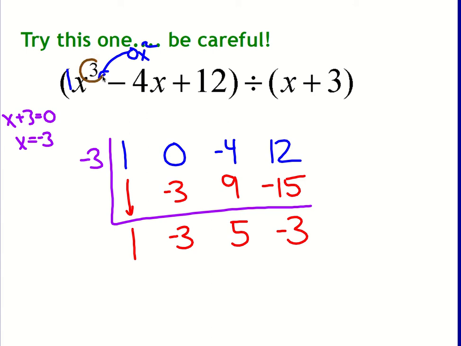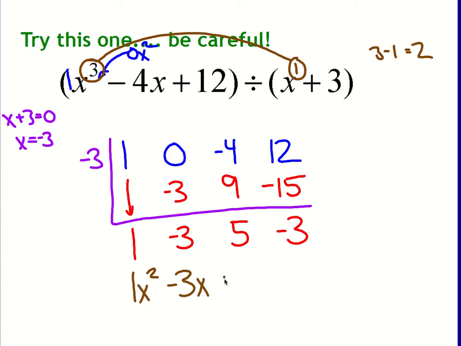I started with a cubic, but I was dividing by a linear, and so if I look at those exponents, 3 minus 1 is 2, so I know that my answer has to begin with a quadratic term. That means this answer would be 1x squared minus 3x plus 5, and then this last number here, that's the remainder, so that would be plus negative 3 over x plus 3.